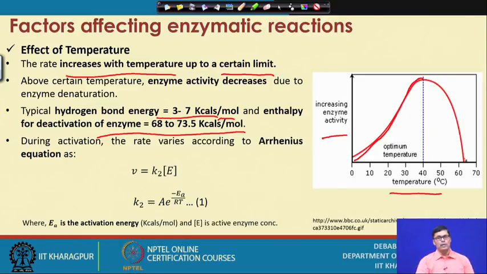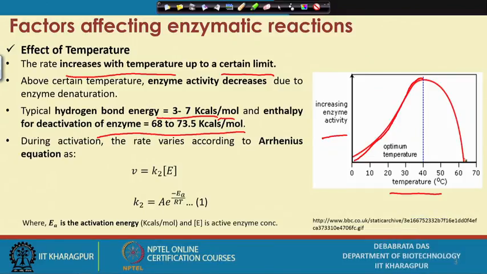When the enzyme is unfolded, its activity falls very rapidly, and this is irreversible in nature, not reversible. So, this is the major constraint. Now, the question comes: as you increase the temperature, why does the enzymatic activity increase?